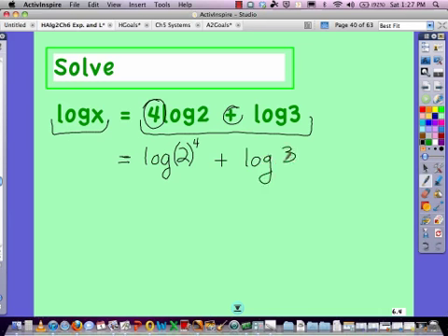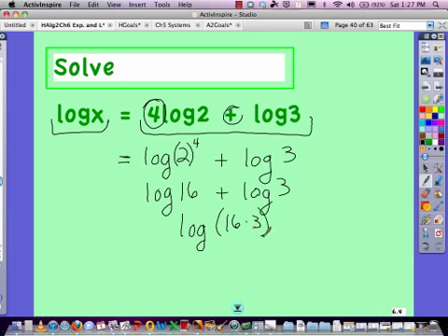So if we finished here, the log of 2 to the 4th, doing the math, is a 16, plus the log of 3. You can't just add logs like regular numbers. You have to be thinking log in addition would turn into a single log as a multiplier. So 16 times 3, log of 48.